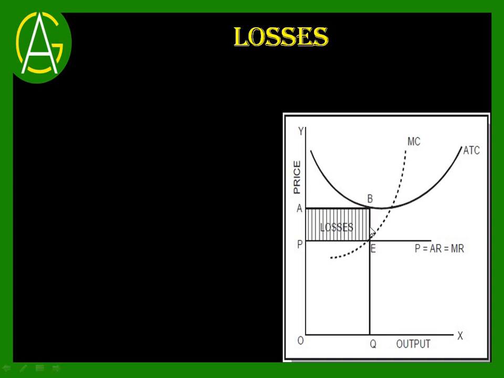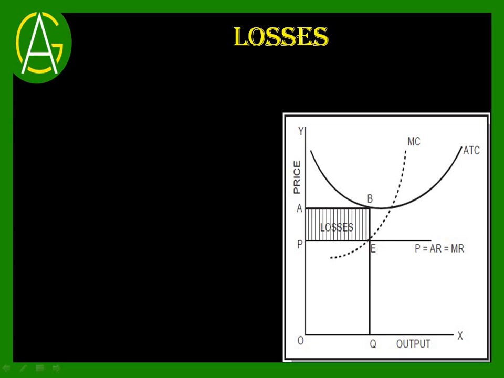So it means that cost is higher than the revenue. When the cost is higher than the revenue, it means that the firm is not able to cover its cost. It means that it is making loss. So per unit loss, EB is the per unit loss and total loss is EBAP. This is the total loss incurred by the firm.